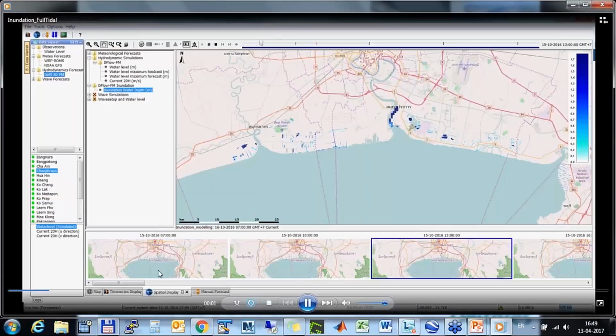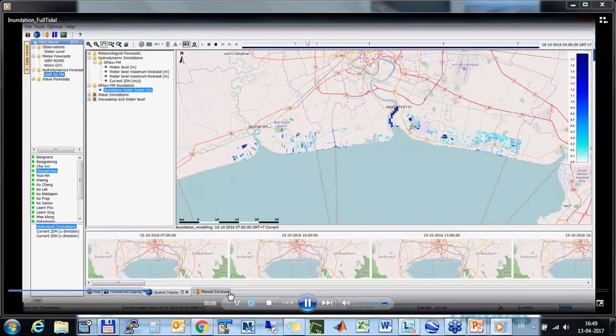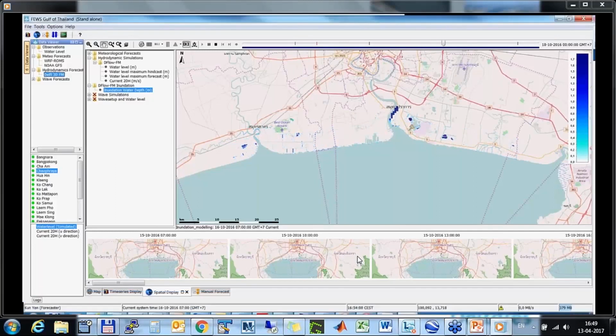So here is a video showing the flood inundation area calculated by this static inundation module based on PCRaster, which is also fully integrated in the Delft-FEWS software package.